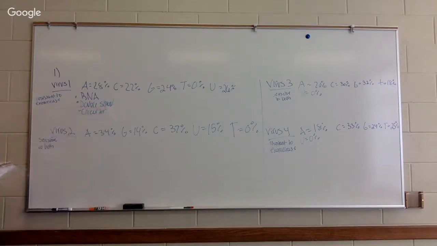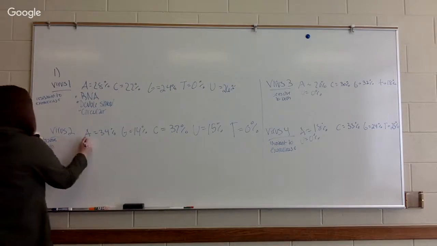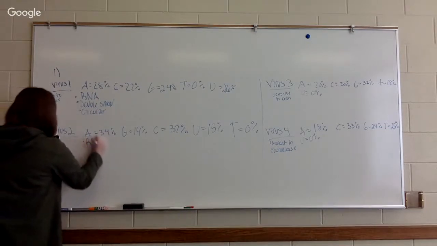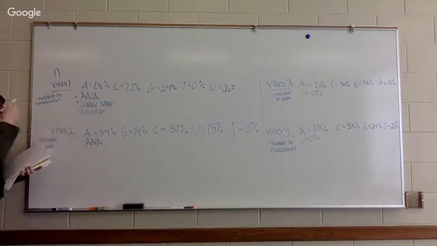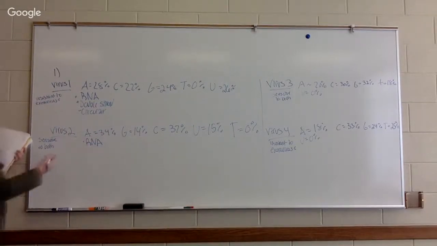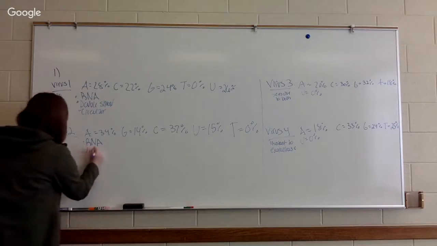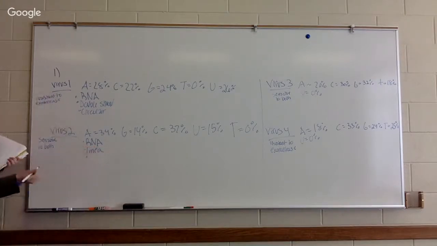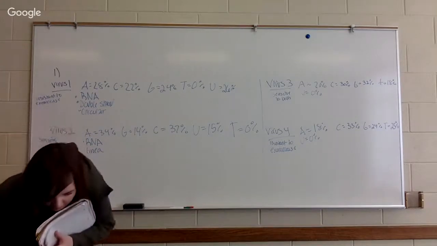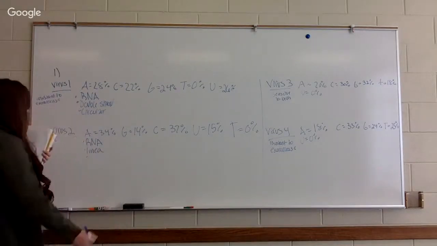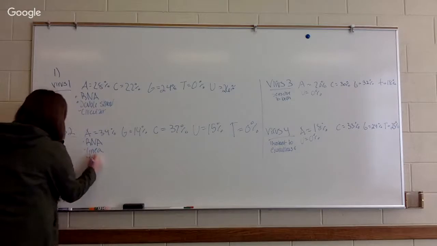For our next virus, we look at it: A 34, G 14, C 37, U 15, and T 0. So that one's also going to be RNA. And the percentages between each one are not close to each other at all, so it's going to be linear. And it's sensitive to both exonuclease and endonuclease, so it's going to be linear.